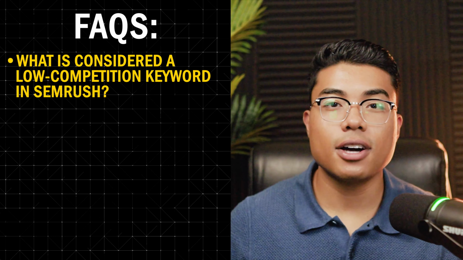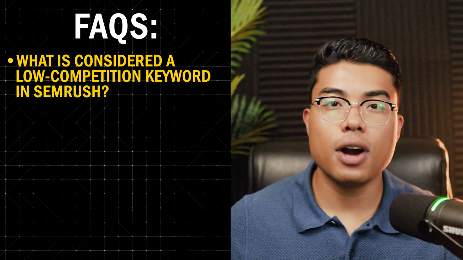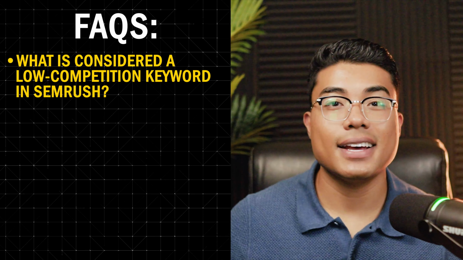So if your site is new, focus on KD scores under 30. Those are the low competition keywords that give you the best chance of ranking as quickly as possible.